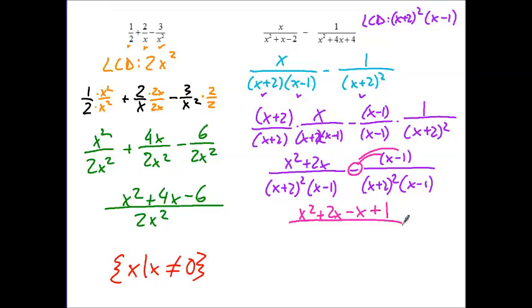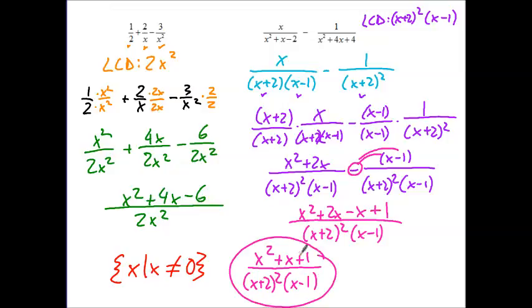Remember, our denominator stays the same, and fully simplified, we get x squared plus x plus 1 over x plus 2 squared times x minus 1. So much for that. And let's make sure that we always circle our final answers. And we cannot forget our domain restriction here.